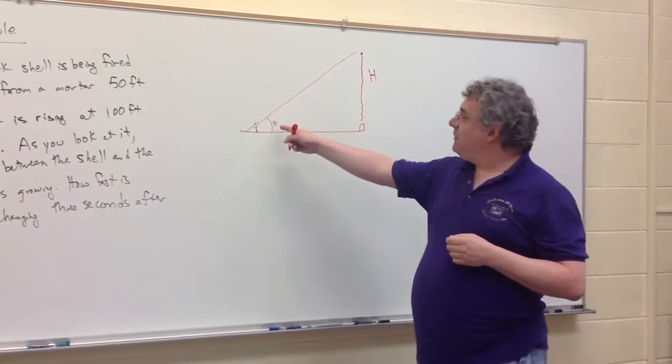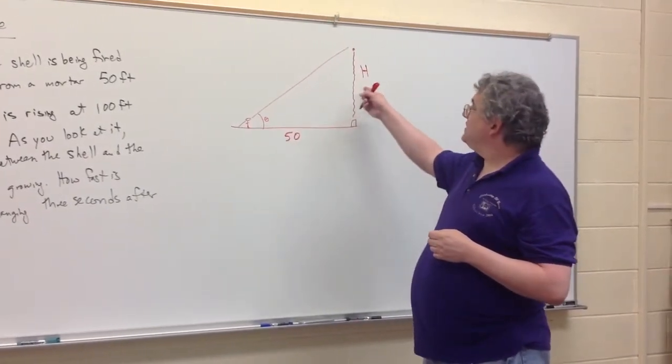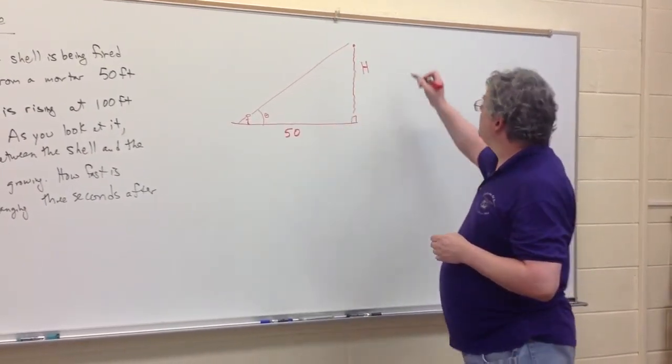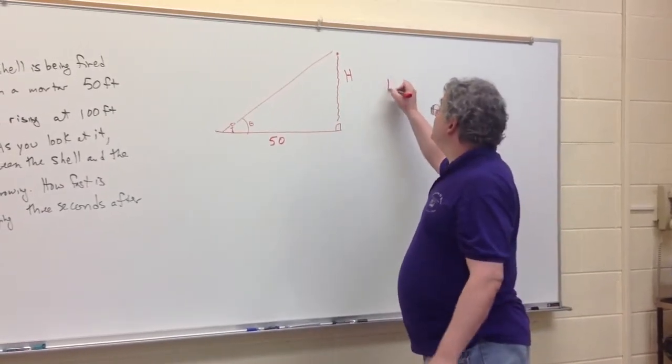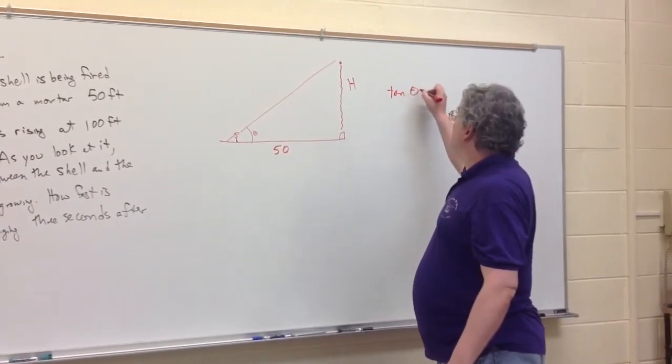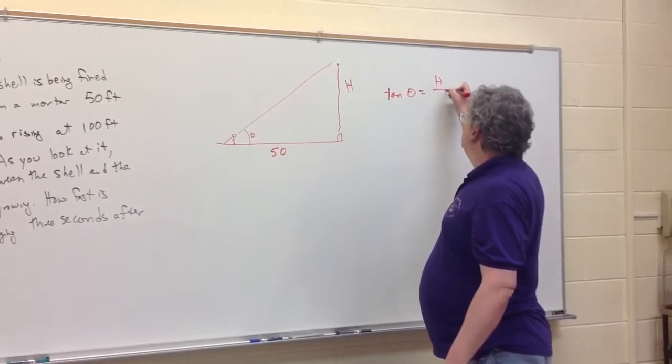So I see that angle. This is the opposite over the adjacent. Opposite over adjacent is the tangent. So that means the tangent of the angle is the opposite over the adjacent.